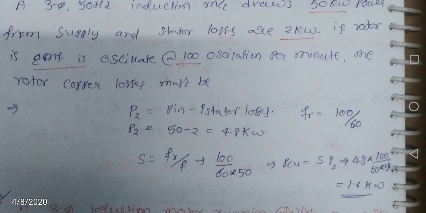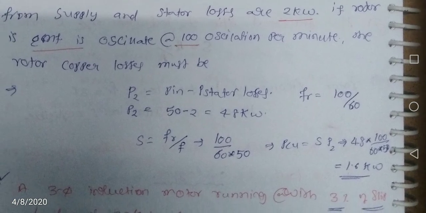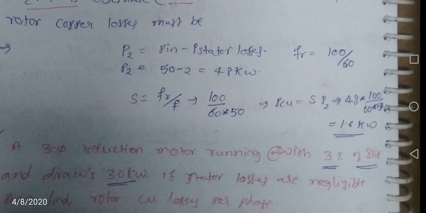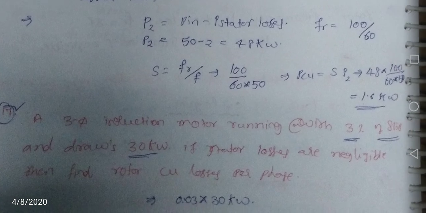So PCU equals S into P2. S value is 100 by 60 into 50, and P2 is 48. From this, PCU equals 1.6 kilowatt.